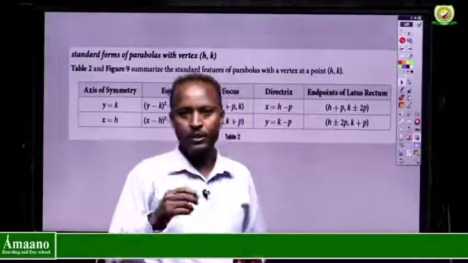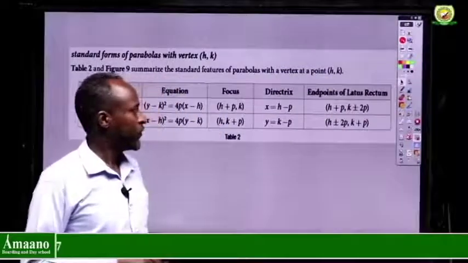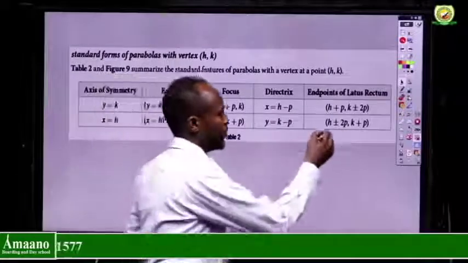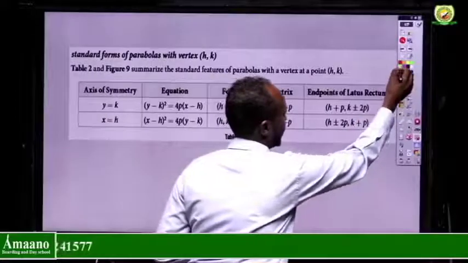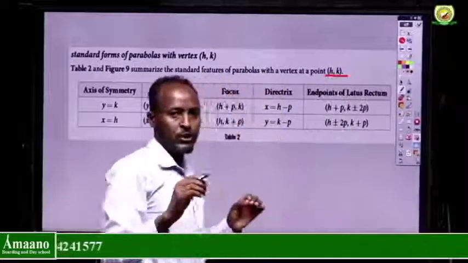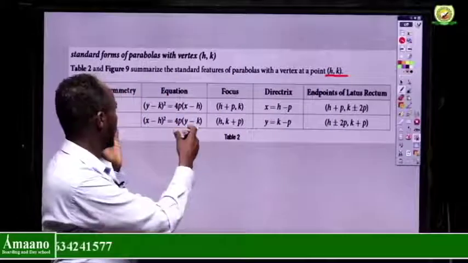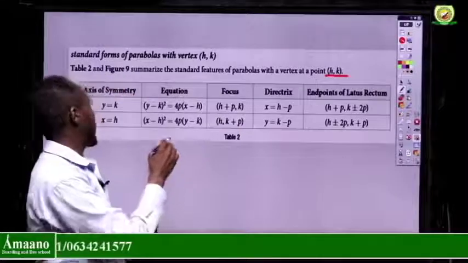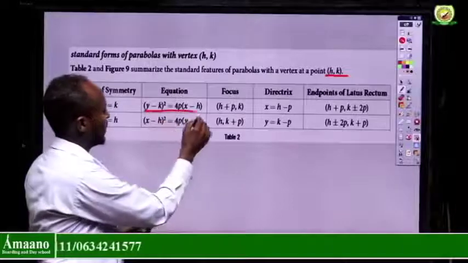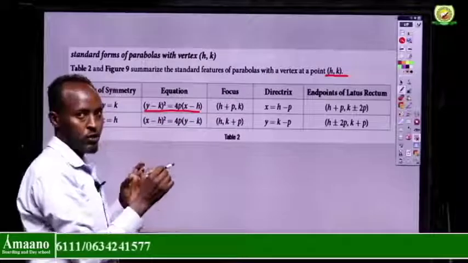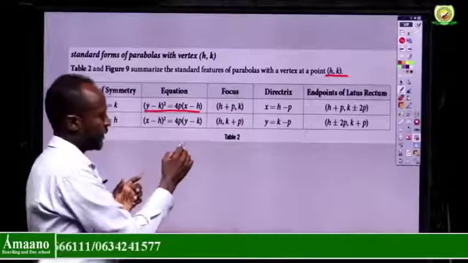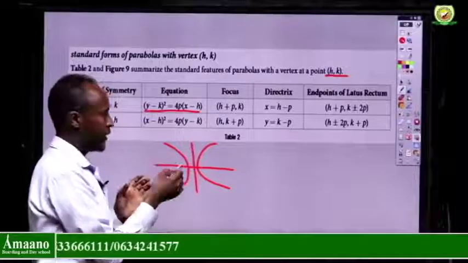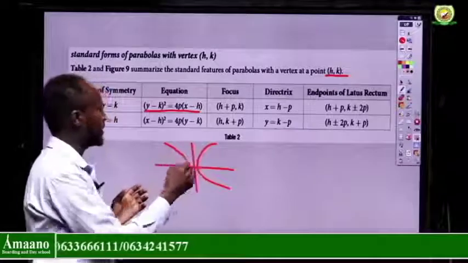This is a summary about the standard equations of a parabola. If we are given the vertex at a point which is different from the center, which is h, k. This is the center of each and every parabola that we will be given the descriptions of from here. Look here. If in this equation y has a power of 2, therefore, as long as the power is on y, it means that the axis of symmetry will be horizontal. Either it will concave left side or right side.